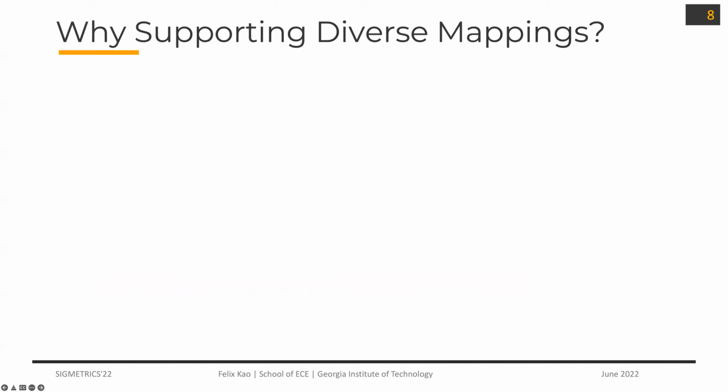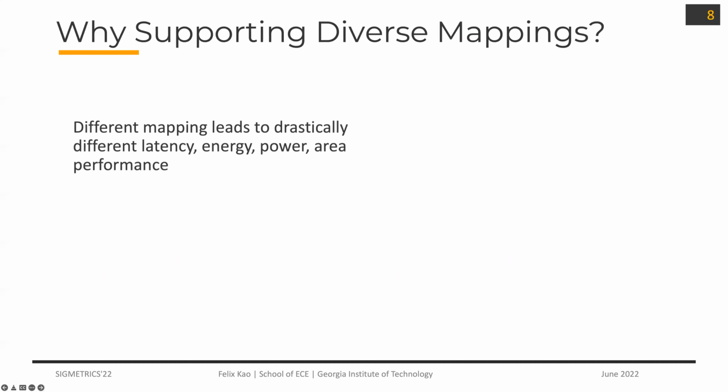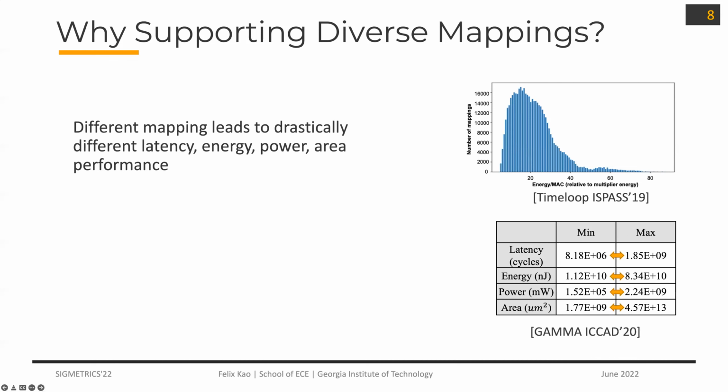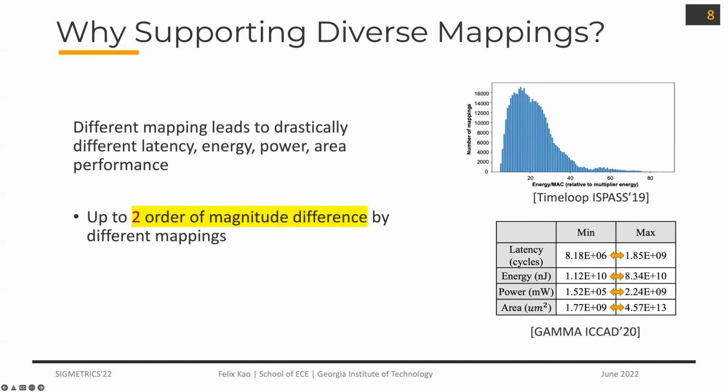However, why is supporting diverse mapping so important? Because different mappings lead to drastically different latency, energy, power, area, and performance. As you can see from the results of Timeloop and GAMMA, there are up to two orders of magnitude difference between different mappings of the same workload.